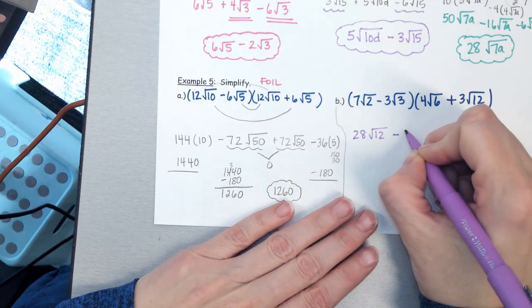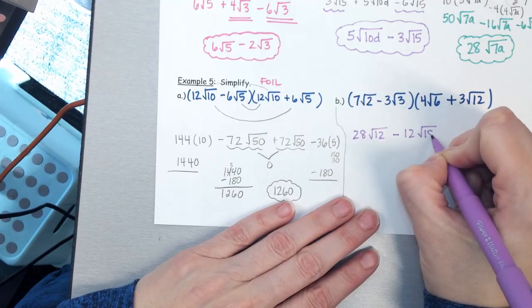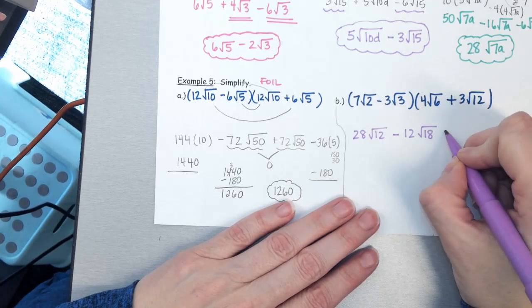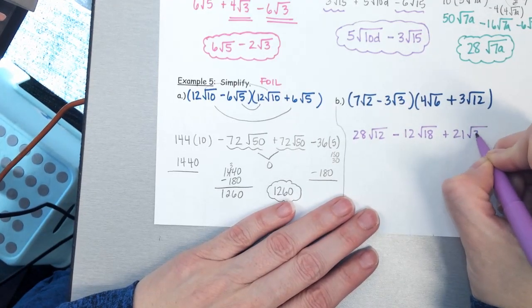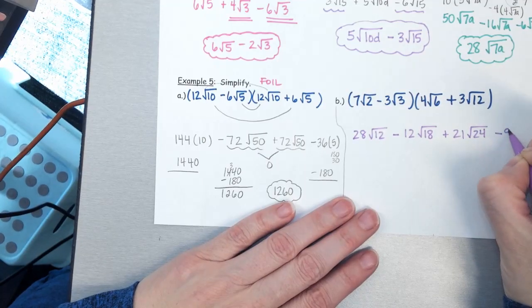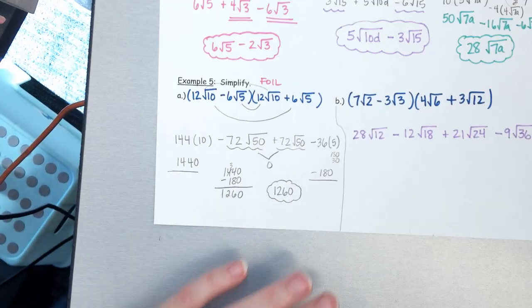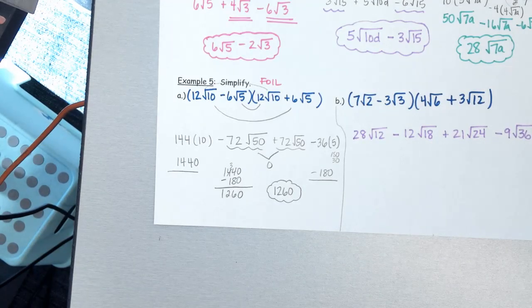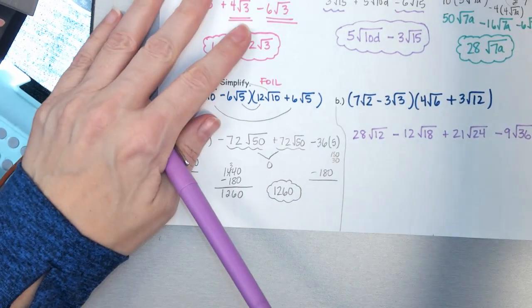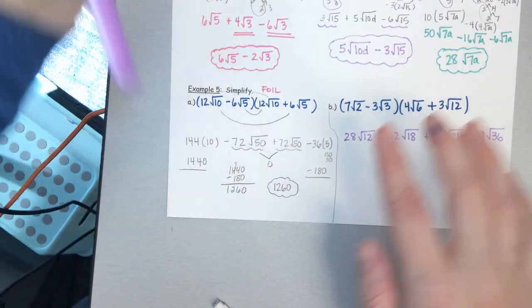I did the inside next, so I got 12 root 18. And then the outside where I got 21 root 24. And then negative 9 root 36. And again, if those two are switched for you, that is not a problem. Okay, any question about the first step, doing the FOIL? How to multiply when you have radicals and whole numbers?